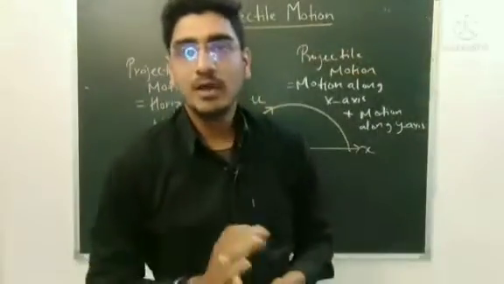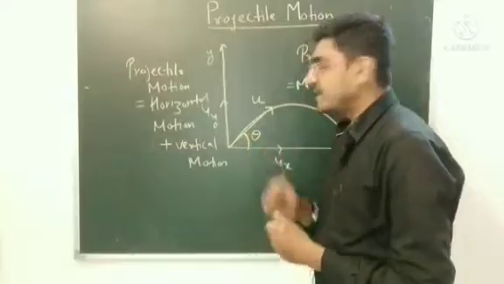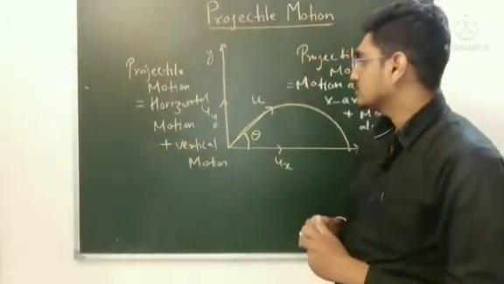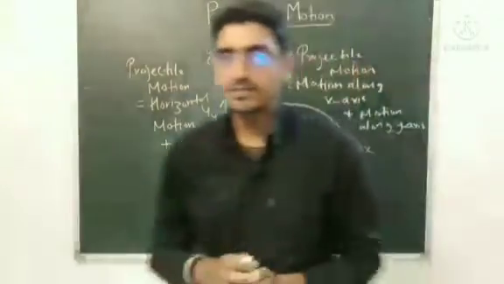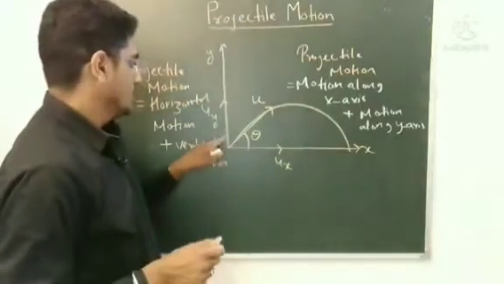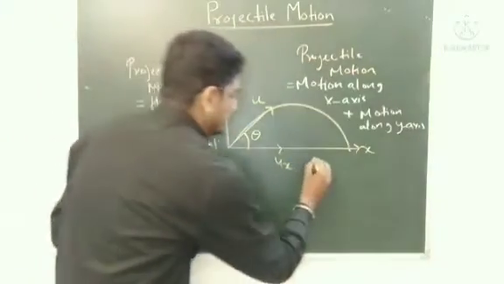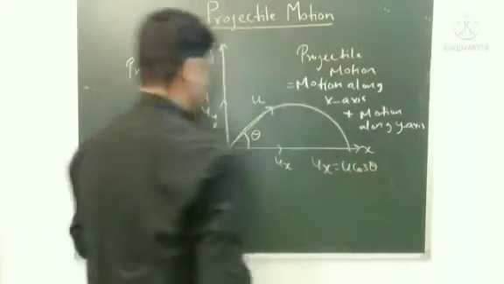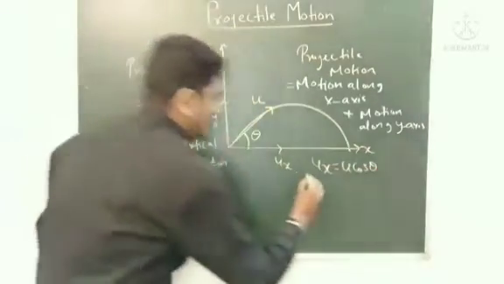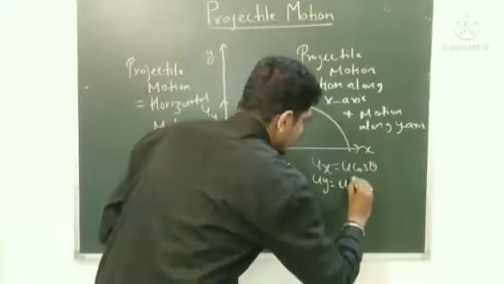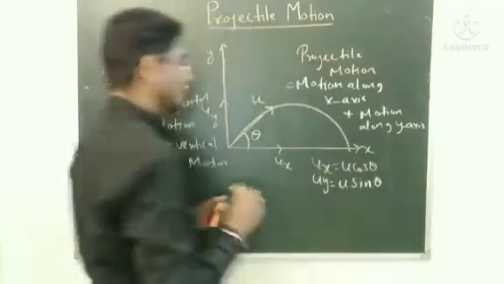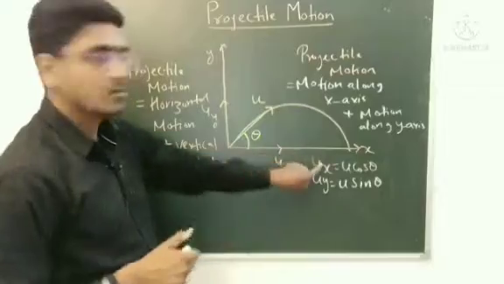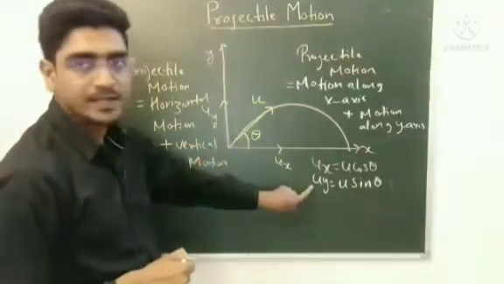All right. Now look, if we derive the expressions for the projectile, basically this ux component is nothing but u cos theta. And the uy component is how much? The uy component is u sin theta. This ux component is u cos theta and the uy component is u sin theta.